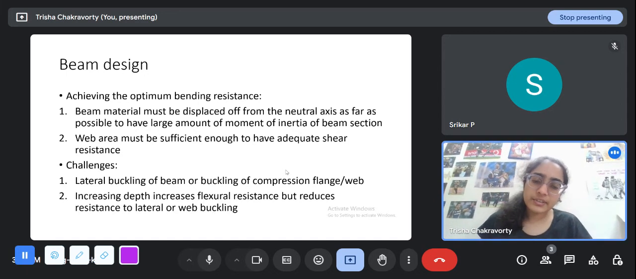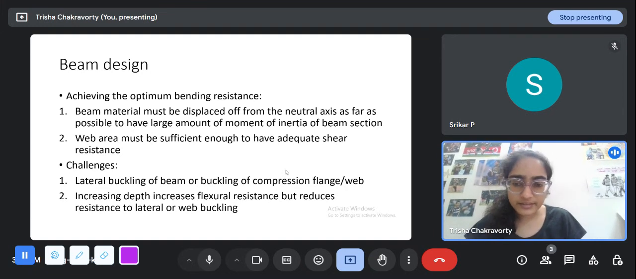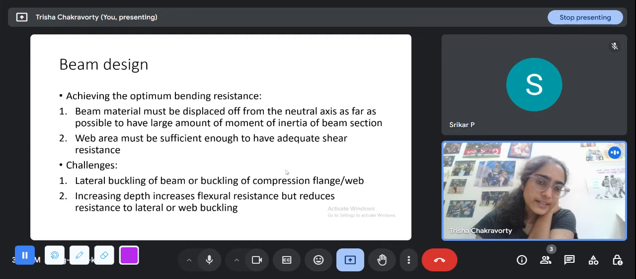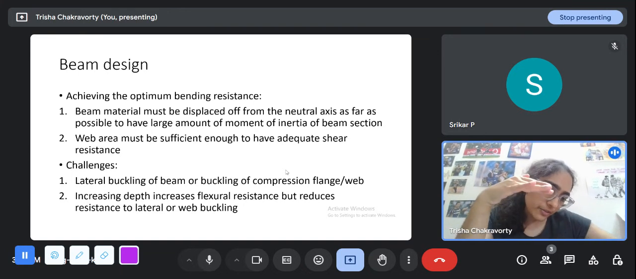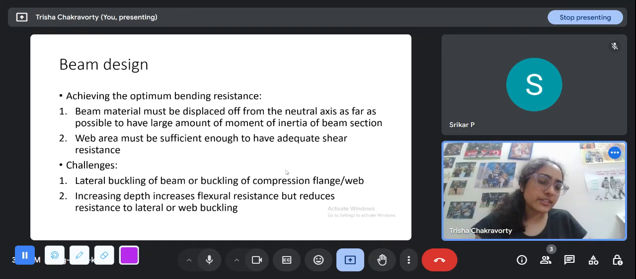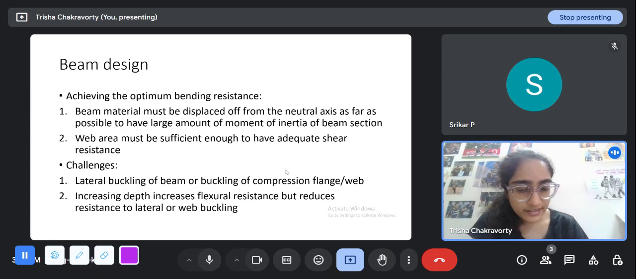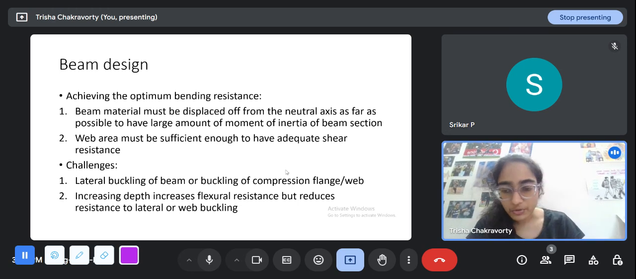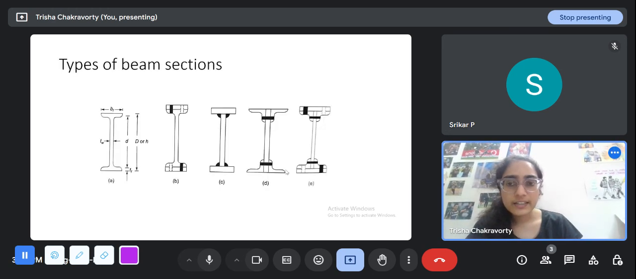Increasing depth increases flexural resistance but reduces resistance to lateral or web buckling. That is very obvious, because as we increase depth, the flanges get farther and farther offset from the neutral axis, so the flexural resistance increases, but the web is becoming more slender. So the compressive strength of the web will decrease and it might undergo buckling before the entire flexural resistance is realized. So there will be no point. That is where we have to draw the line.